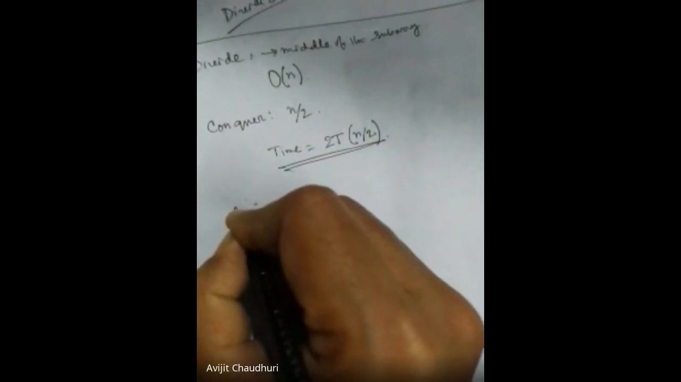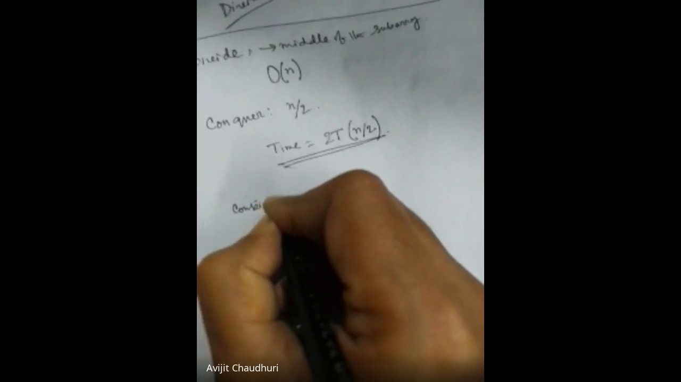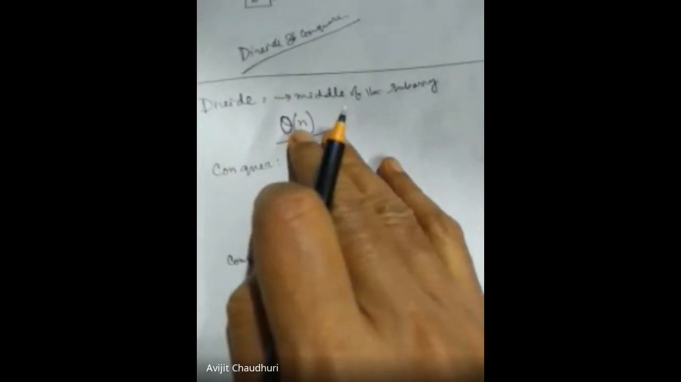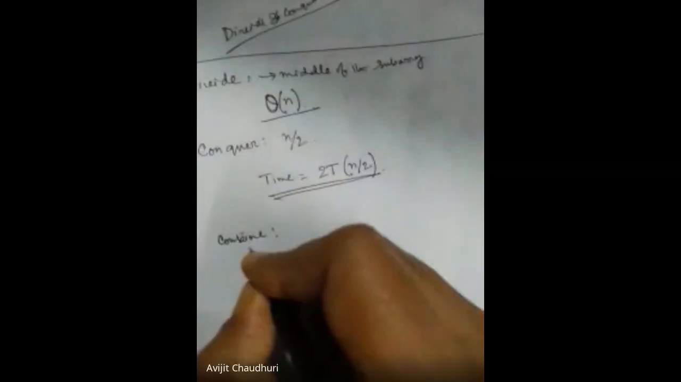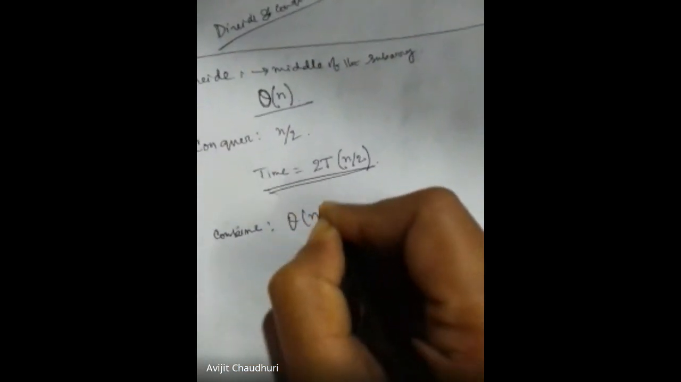And the last step is combine. Combine means we have already noted that the merge procedure on an n element subarray takes theta n time. Here this is the dividing time, and the same time will be required for combining. So combining again will take theta of n.